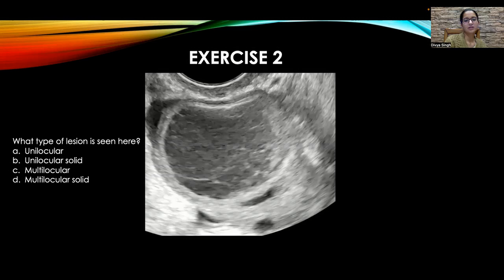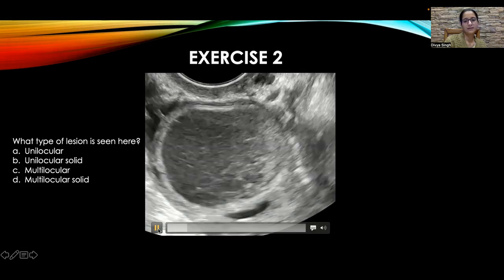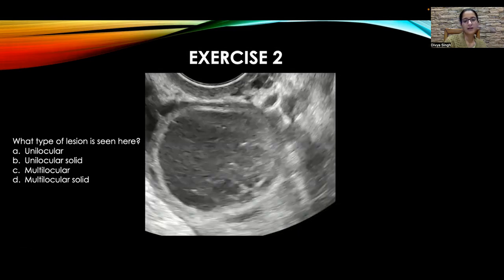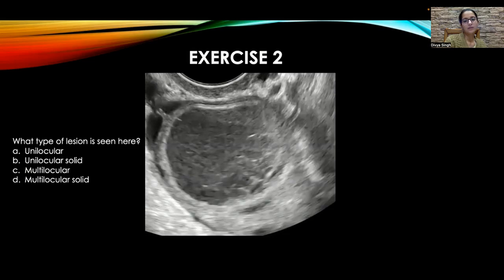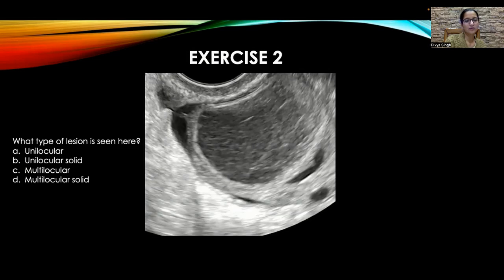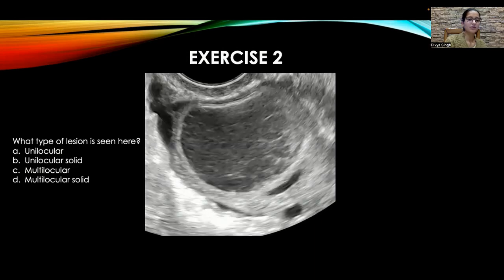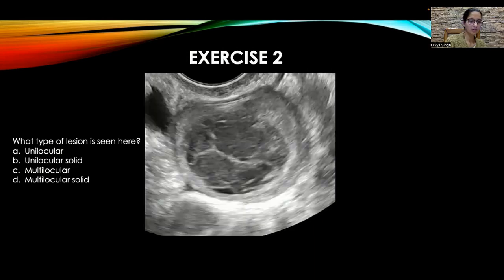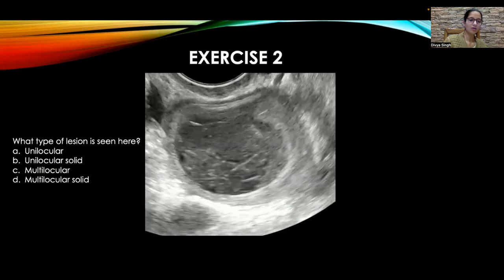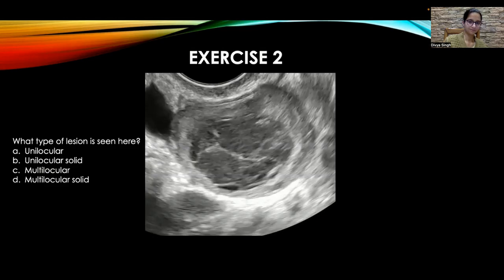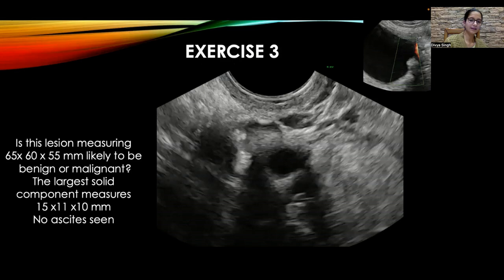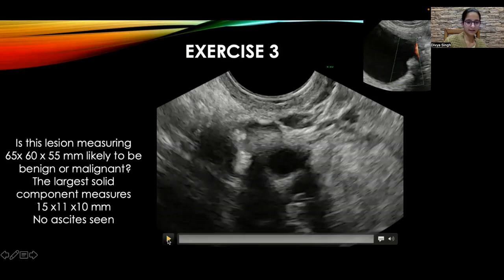Example of another lesion, another adnexal lesion. It's actually a clip which I'll play for you. Please have a look at this clip carefully. And based on the appearance or the morphology of the lesion, you have to describe the appearance, whether this lesion is unilocular, unilocular solid, multilocular, or multilocular solid. And the third exercise, again, it is a clip.